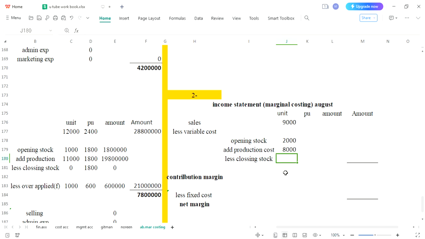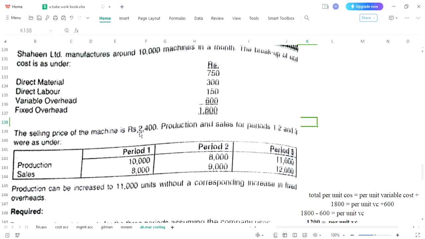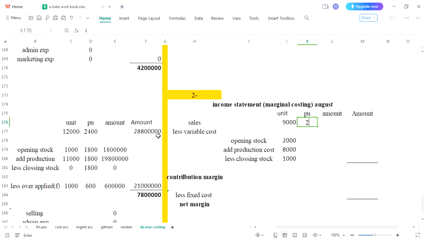And now we will decide if there is any closing stock. See, 2000 were opening stock and 8000 additional production. Total units you were having 10,000, out of which you were able to sell only 9000. So how many units are still in hand? That is 1000. Okay, for sale price, we will go to the question and you can see sale price is mentioned 2400. So you will write 2400 over here.